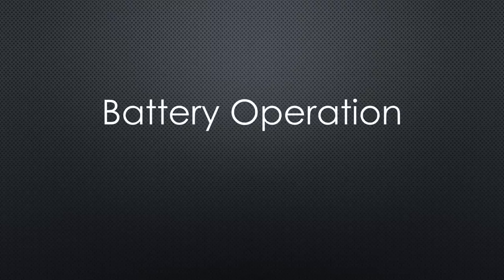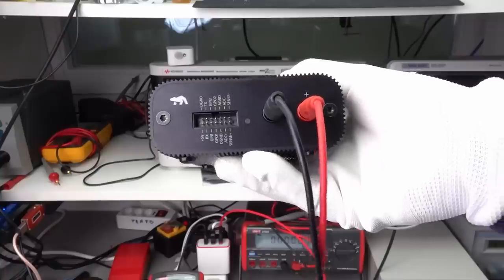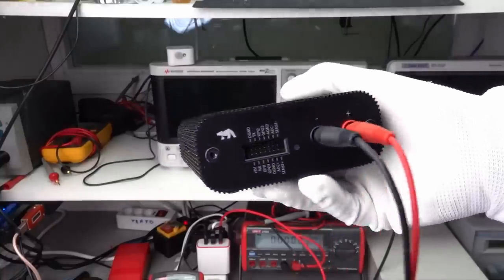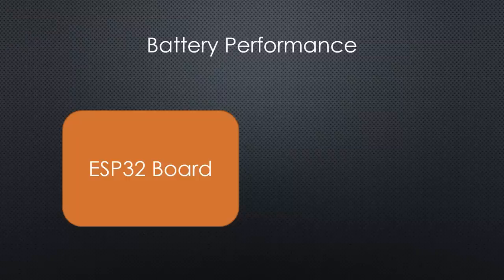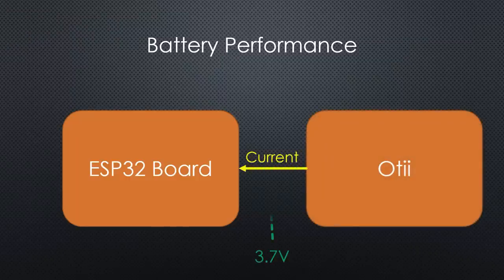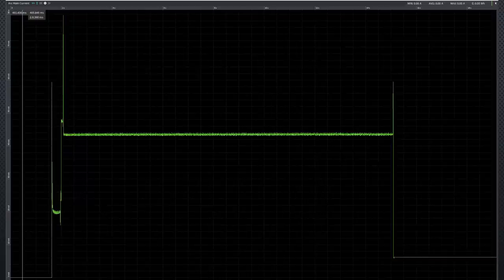Next, how much current do they use during battery operation? Because this measurement is delicate, particularly if you want to measure the deep sleep current precisely, I use this OTI. It replaces the battery and provides exactly 3.7 volts to the battery connector of the board. Here you see the current curve.